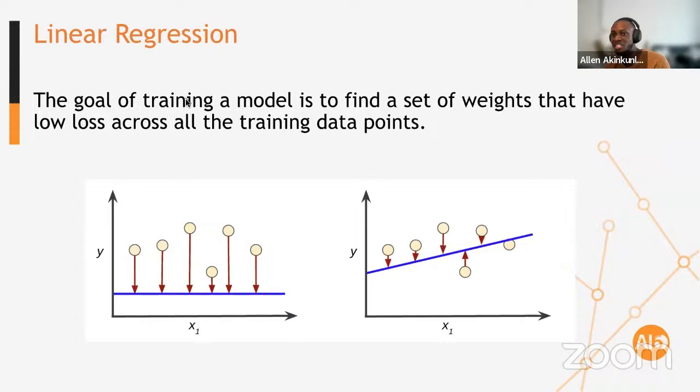So the goal really, when we say we are training a model, what we're trying to find is a set of weights, or in this one, it would just be whatever this gradient is, that's the weight, and whatever this intercept is, because those two things control where this line sits on the plane. So we're looking for the weights that give you low loss across all the training data points. Does that make sense? So that is the whole essence of training.